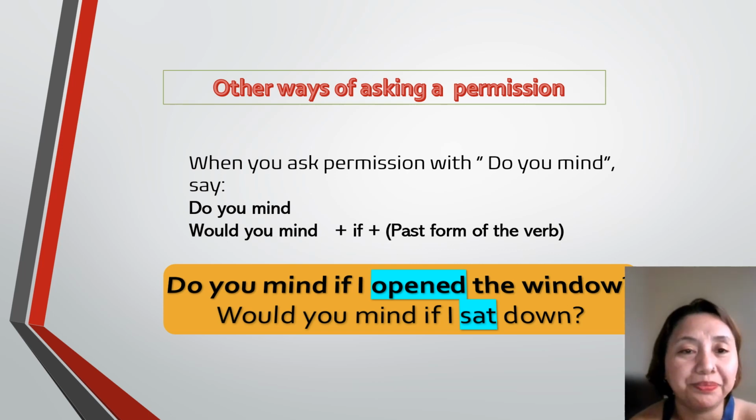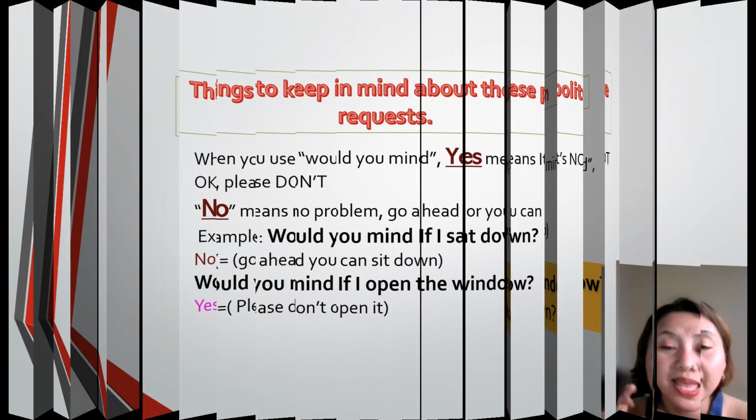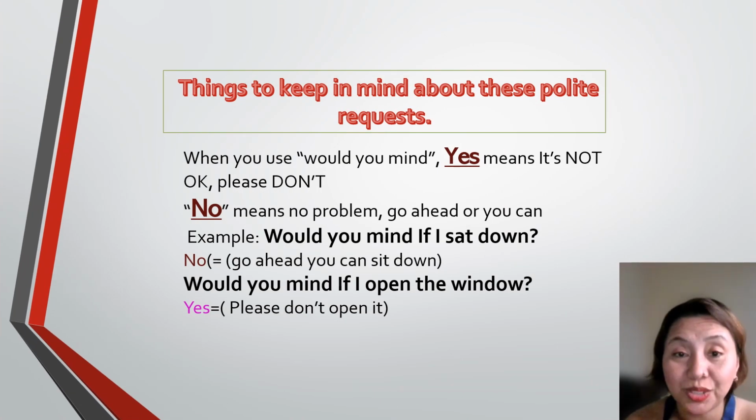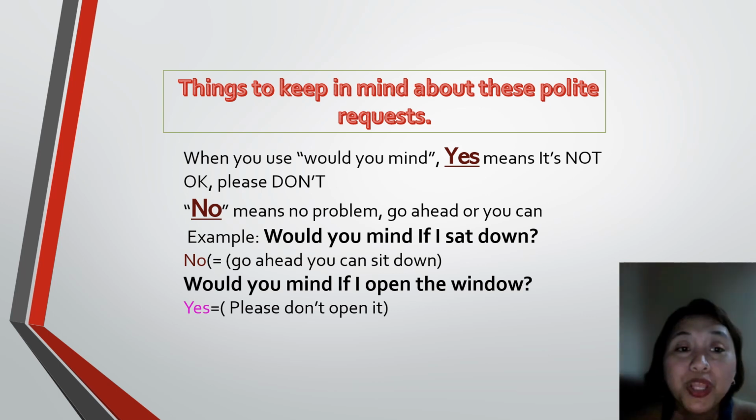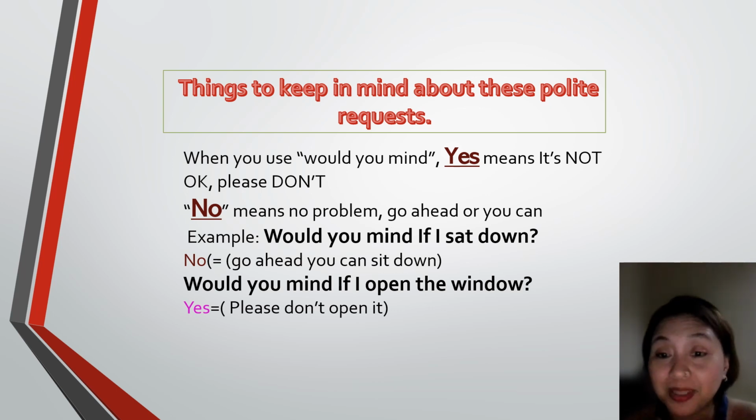Okay, now there are things to keep in mind about this polite request. Now, when you use would you mind and the answer is yes, it means it's not okay. Please don't do anything, right? But if the answer is no, it means no problem. You can go ahead and do something.